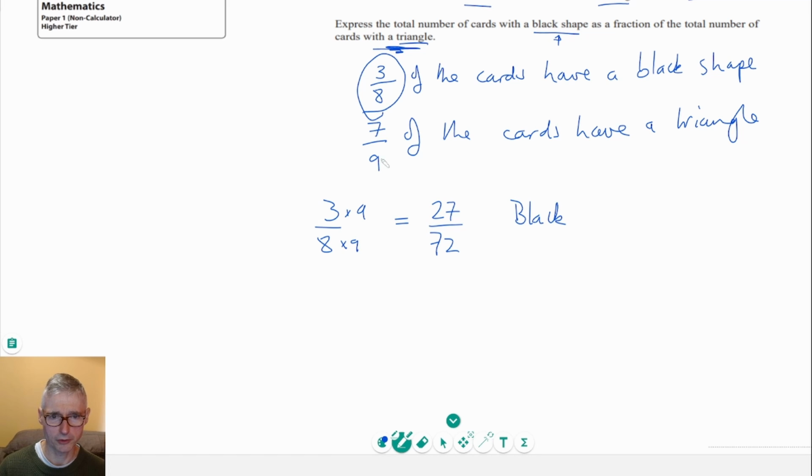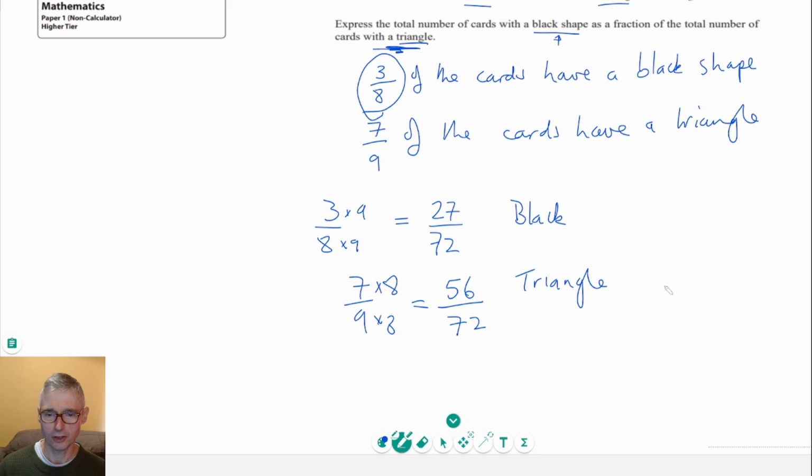I'm going to do a similar thing to the 7/9. So 7/9 there. What I'm going to do, times top and bottom of this one by 8, so we still get 72 in the denominator. So if I do that, I'm going to get 7 times 8 is 56, and then over 72, and that's the ones with triangles.